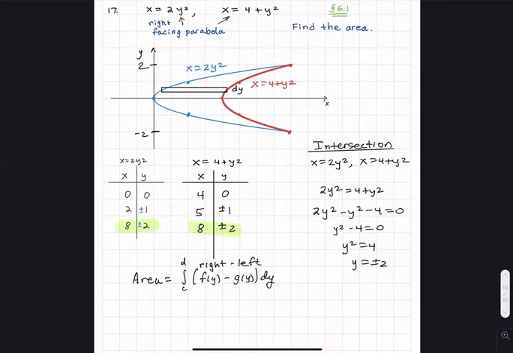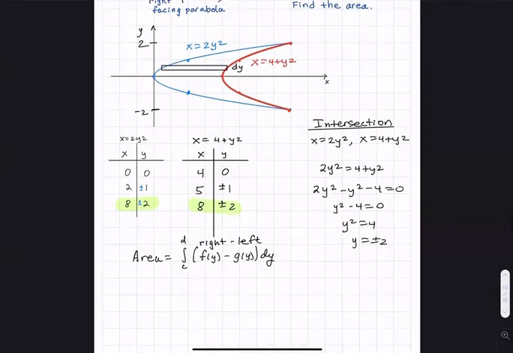These are x as a function of y. So I'm going to go from -2 to 2, and I put in the function that's on the right, which I see from the sketch is 4 plus y squared, and on the left 2y squared.